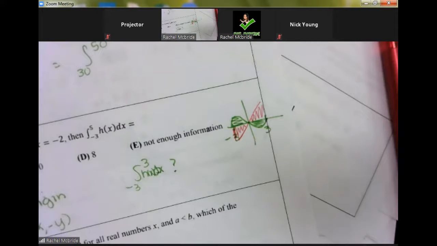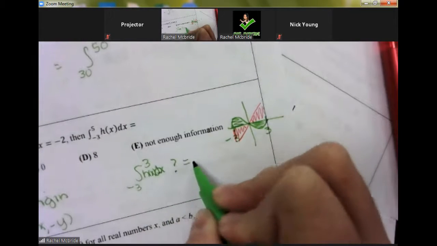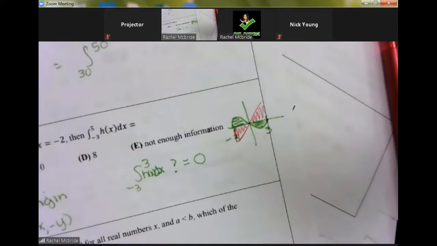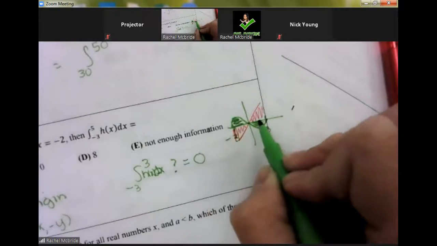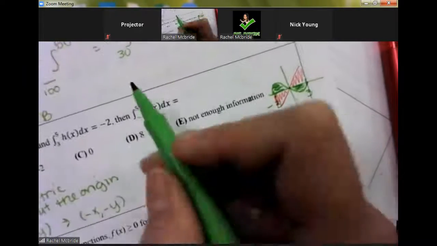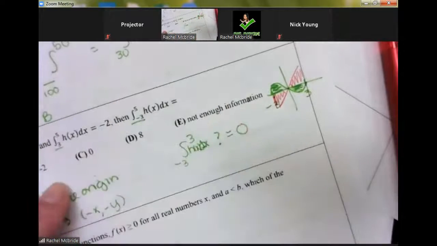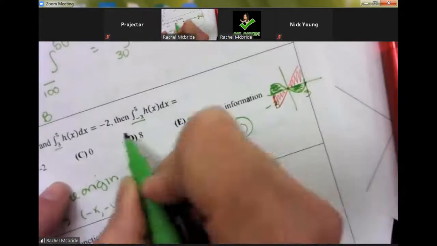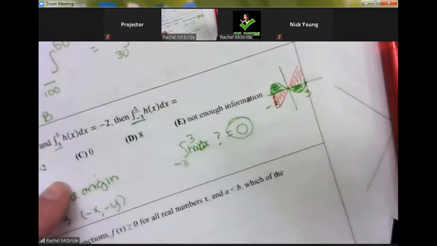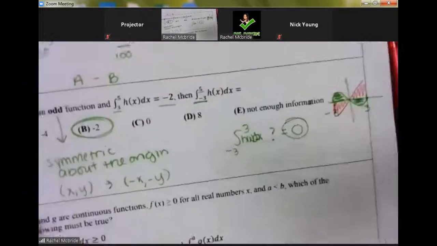So that means if you add those areas together, they're always going to equal 0. So this question mark becomes a 0. Because whatever is above is also below if it's symmetric about the origin. So that means that since we are missing negative 3 to 3, but it's 0, the area from negative 3 to 5 is equal to the original, which is 2.